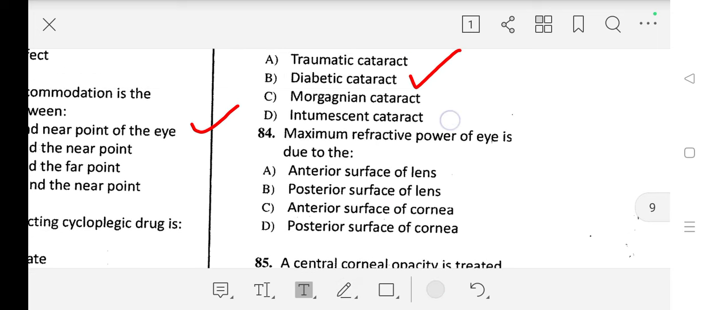Next question is, maximum refractive power of the eye is due to anterior surface of the lens, posterior surface of the lens, anterior surface of the cornea, posterior surface of the cornea. Its right answer is C part, anterior surface of the cornea.